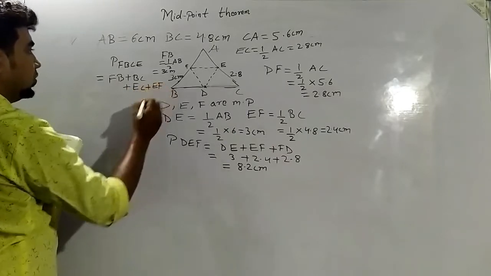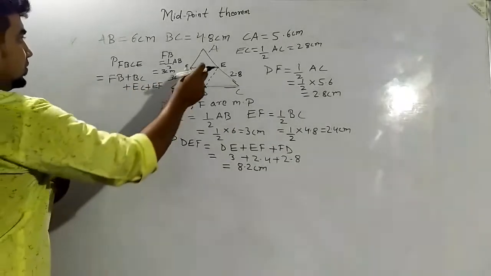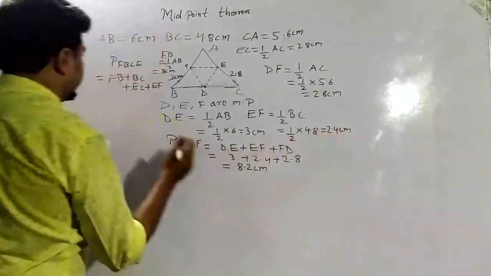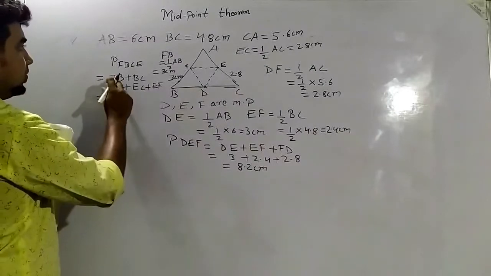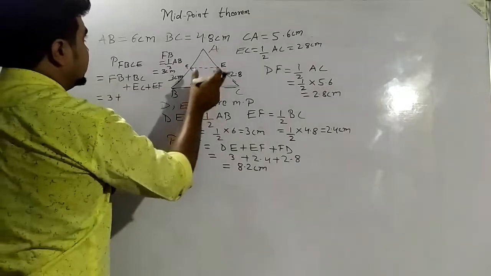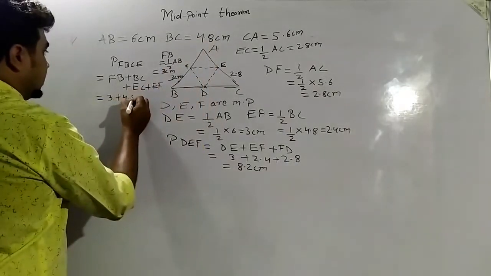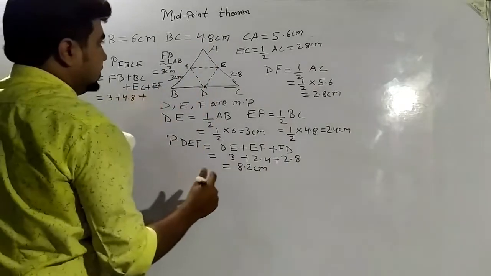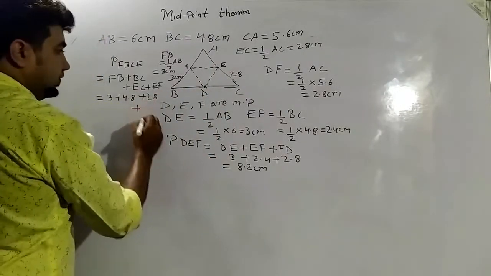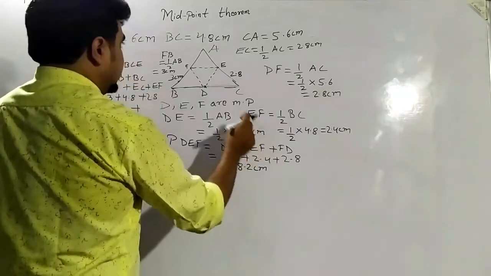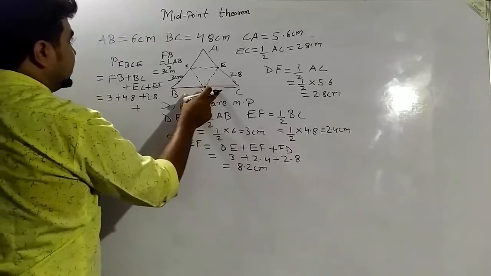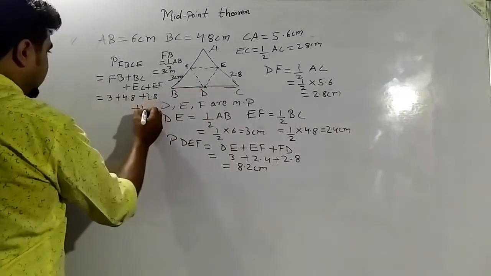This part, all part we have to add. Now what are the lengths we know? EF we have calculated just now, 2.4. So FB is 3 and then BC we know is 4.8, and the next part is EC we know is 2.8, and EF we know is half of BC, which is coming out to be 2.4.